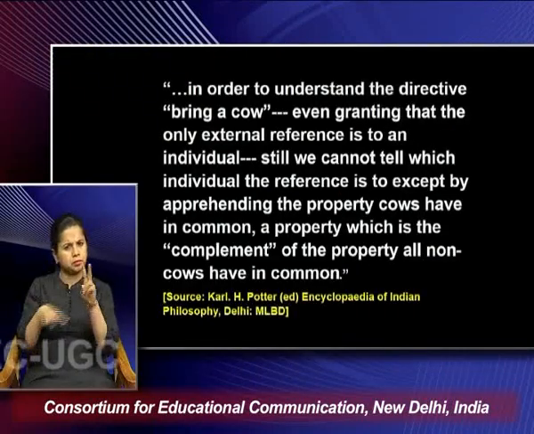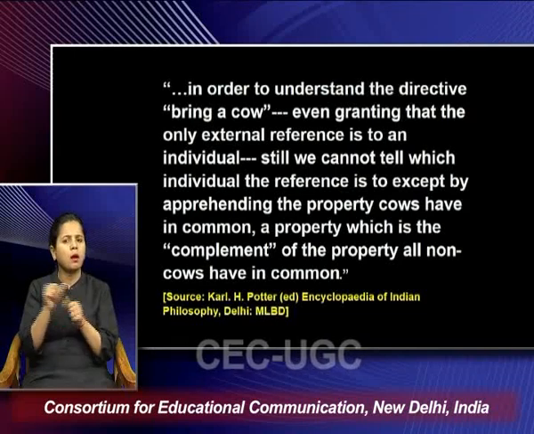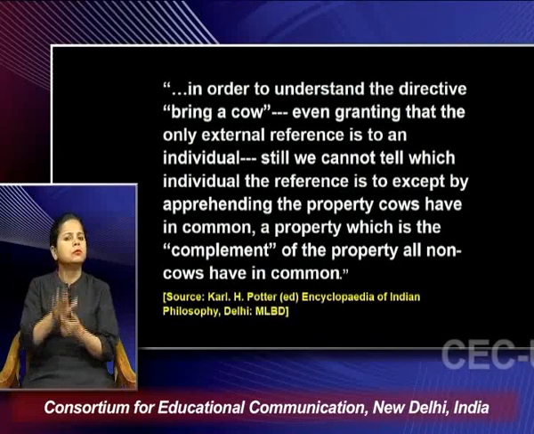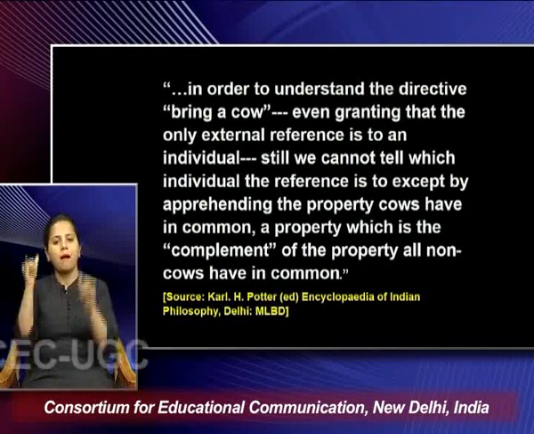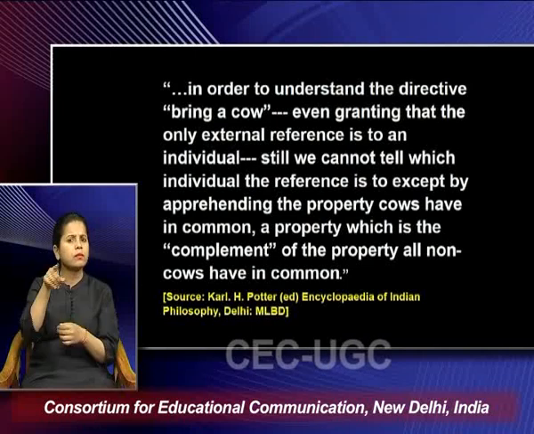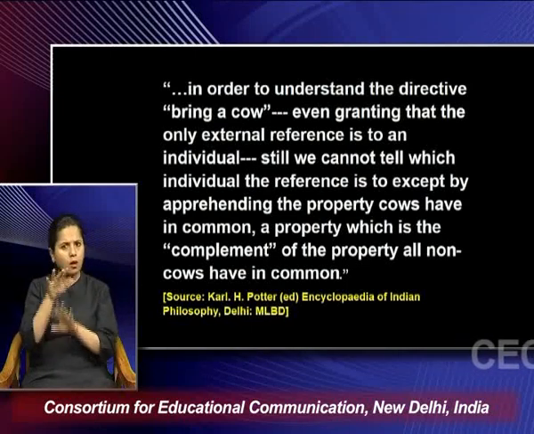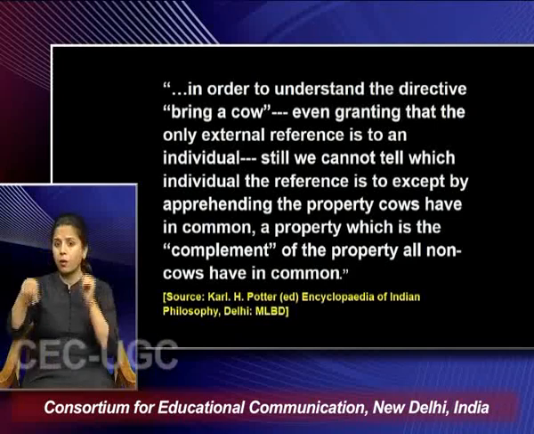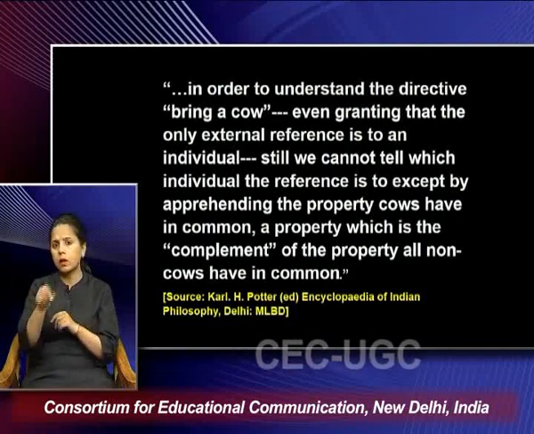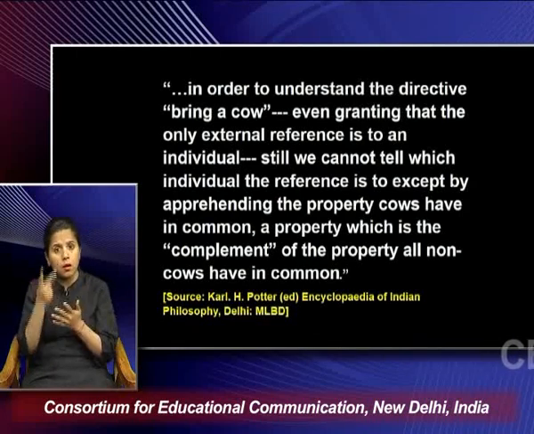Udyotakara, a Nyayika, criticizes Buddhist nominalism, saying that if the Buddhist hopes to avoid commitment to universals by adducing apohavad, then he is bound to be thwarted, because in order to understand the directive "bring a cow," even granting that the only external reference is to an individual, still we cannot tell which individual the reference is to, except by apprehending the property cows have in common, a property which is the complement of the property all non-cows have in common.